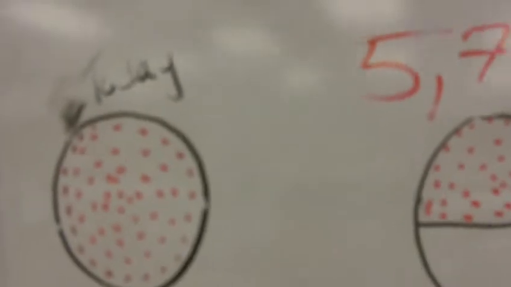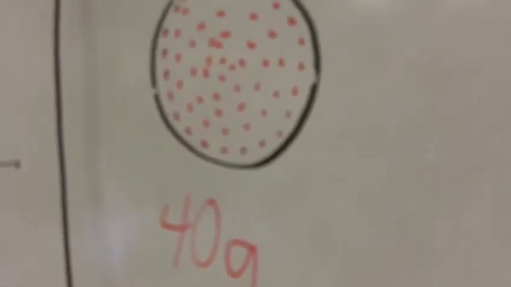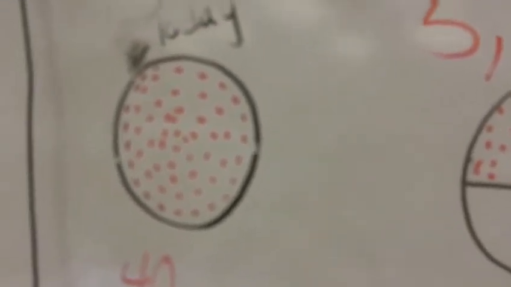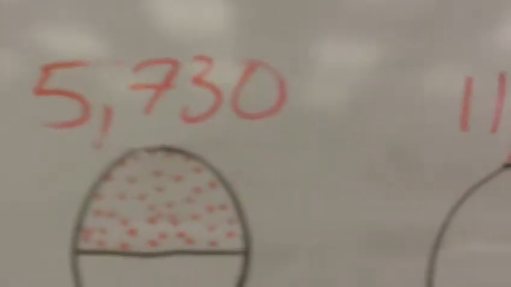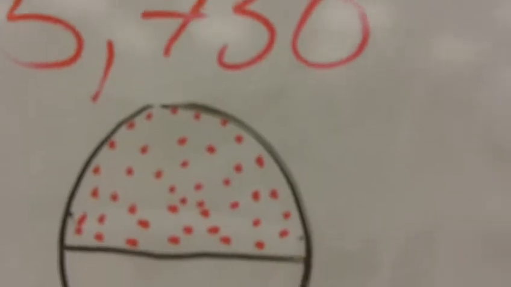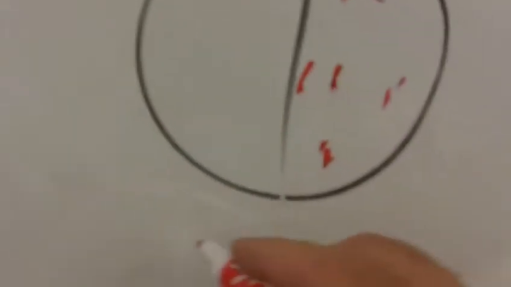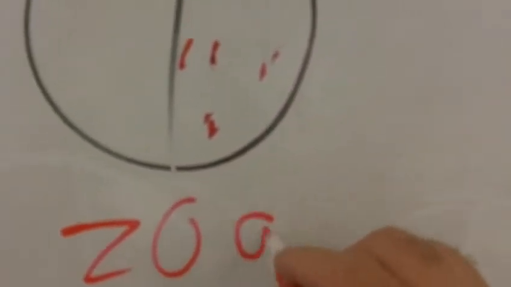All right, if you have a whole sample that is 40 grams of carbon 14, how much will you have in 5,730 years? You would say, okay, well in 5,730 years, it's going to cut in half. Half of 40 is 20, okay? I would have 20 grams.